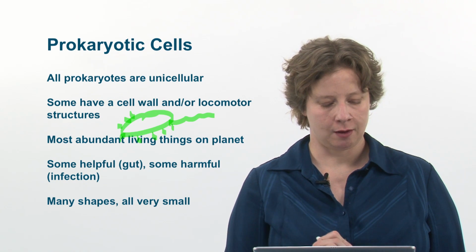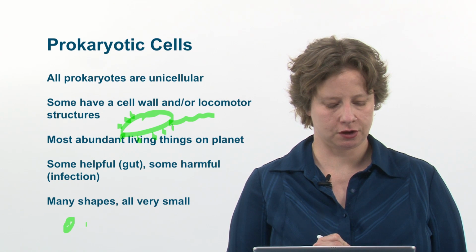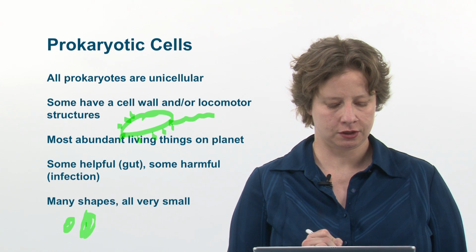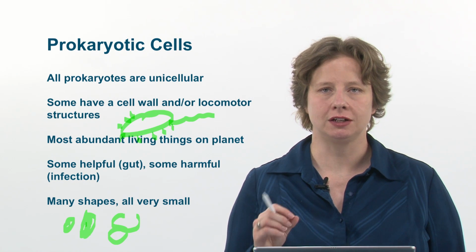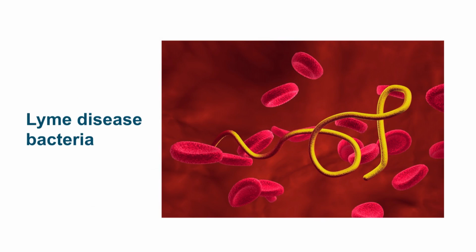So they serve many different functions. They come in many different shapes. You've got little circles, you've got ovals, you've got squiggles, all kinds of things. All of them are very, very tiny. And this is a great picture here of Borrelia burgdorferi, which is the bacterium that causes Lyme disease. All of this squiggly thing here is one bacterial cell, and these are human blood cells.